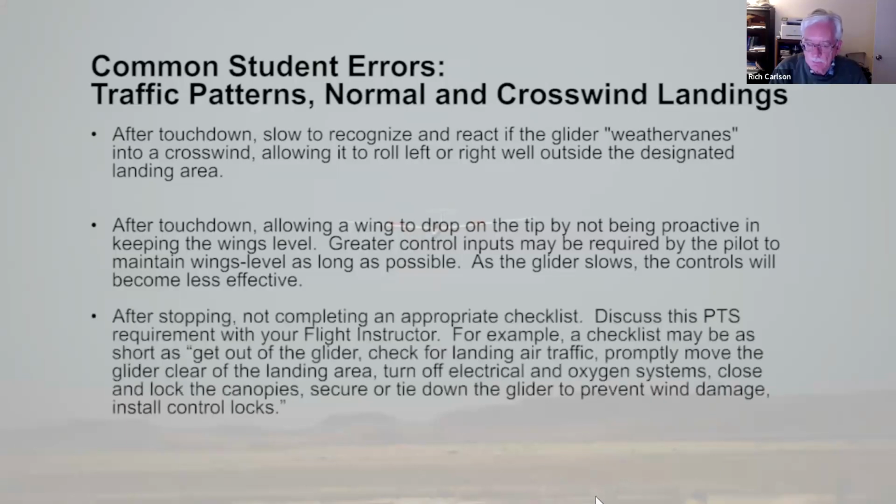After stopping, not completing an appropriate checklist. Discuss this PTS requirement with your flight instructor. For example, a checklist may be as short as: get out of the glider, check for landing air traffic, promptly move the glider clear of the landing area, turn off electrical and oxygen systems, close and lock the canopies, secure or tie down the glider to prevent wind damage, install control locks.